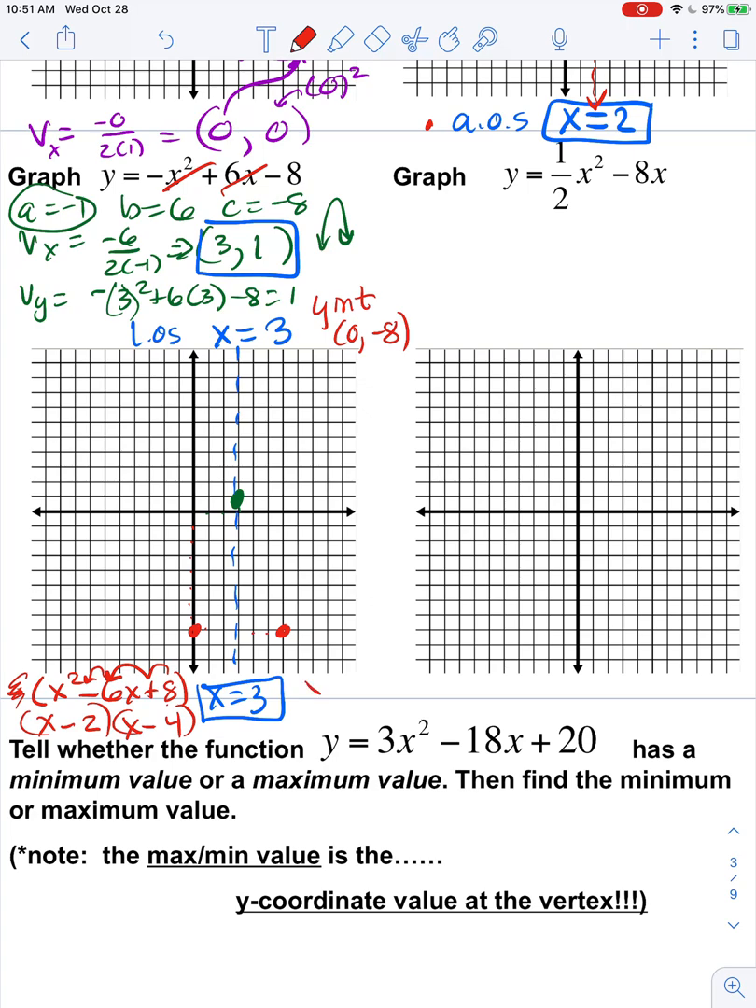Which means that in order for those to equal 0, I would need a 2 to make this one 0, and I would need a 4 to make this one 0. So at 1, 2, 3, 4, I have my x-intercepts.